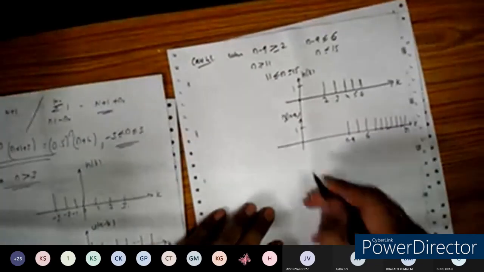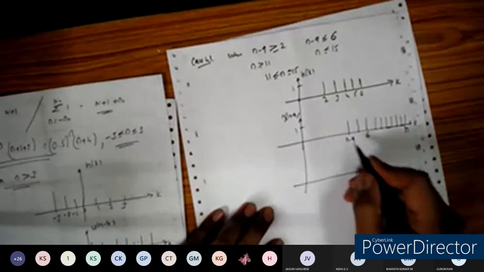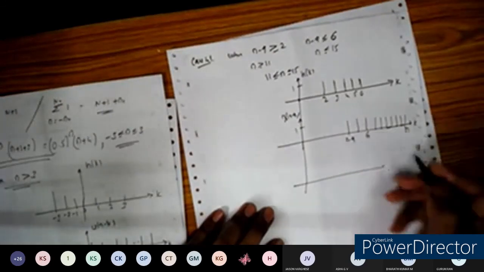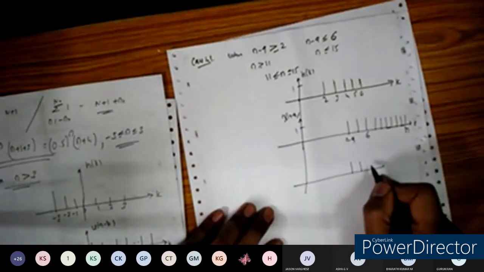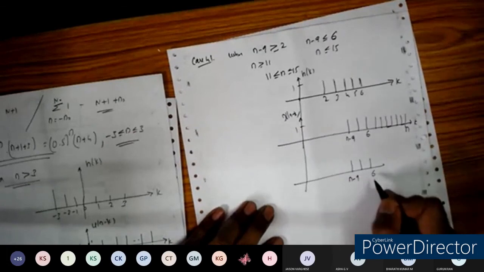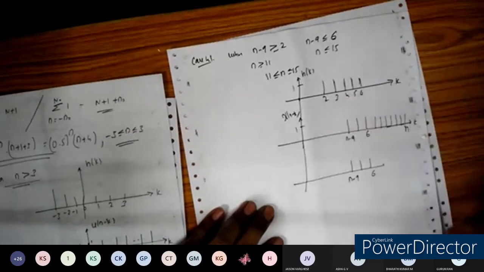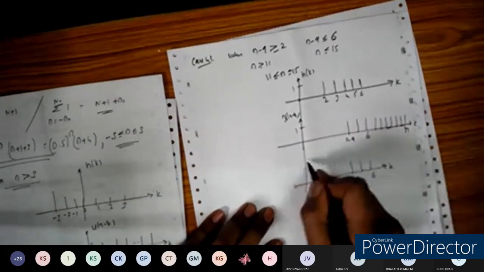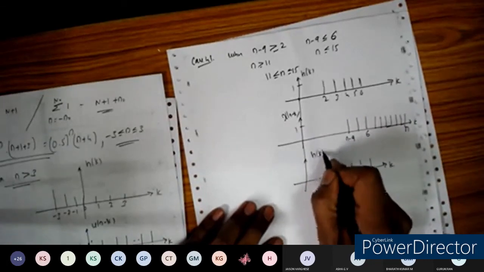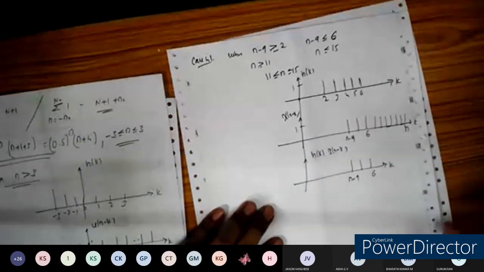When we take the product of these two, the product is going to be nonzero from n minus 9 up to 6 here. n minus 9 can move anywhere between 2 to 6 here. So this is the product of h of k into x of n minus k.